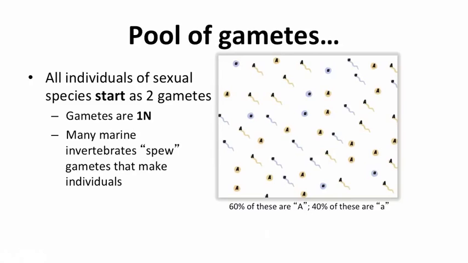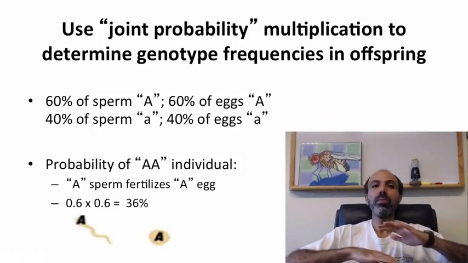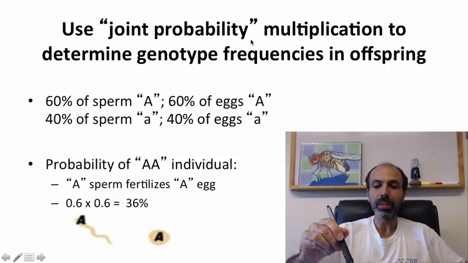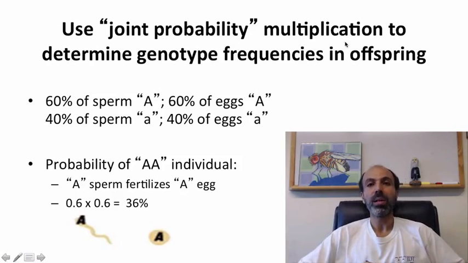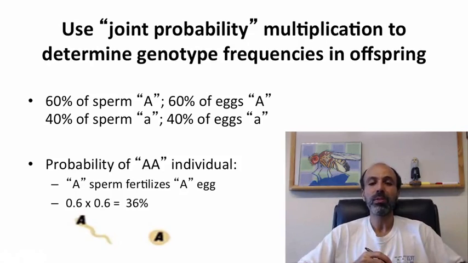And this vision is not as artificial as it sounds if you just imagine, as shown in this picture, all the gametes floating around, because many marine invertebrate species spew their gametes into the water, and those are the ones that ultimately come together to make individuals. In this picture here, about 60% of the gametes are big A, 40% of the gametes are little a. What we can do to estimate, if we assume that these gametes just come together completely randomly, is use a joint probability multiplication to figure out what the genotype frequencies will be in that next generation, the individuals who came together from the gametes.